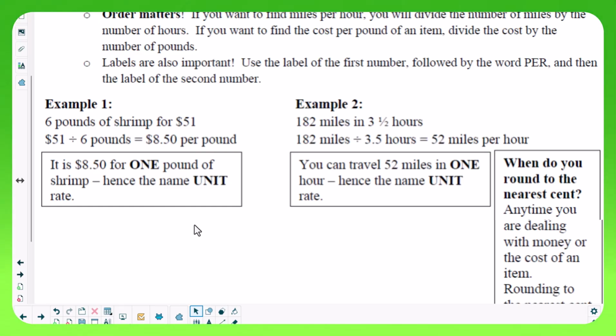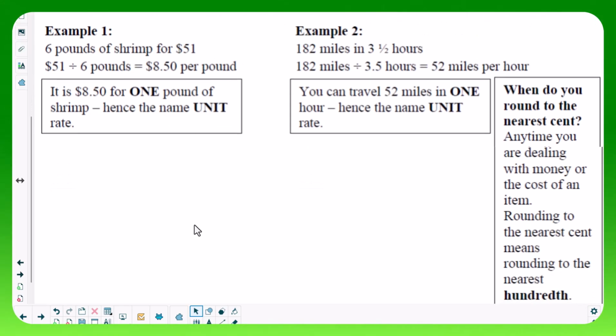Example 2. We travel 182 miles in 3.5 hours. We want to find the speed in miles per hour, so we take the number of miles of 182 and divide it by 3.5 or 3.5 hours. You can represent it either way. We end up getting a unit rate of 52 miles per hour, meaning we can travel 52 miles in 1 hour.